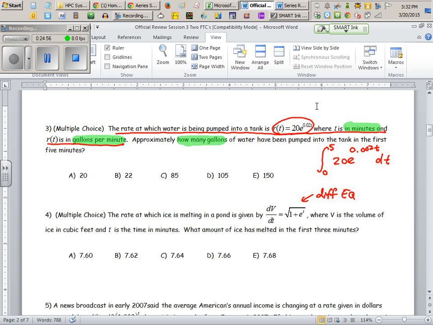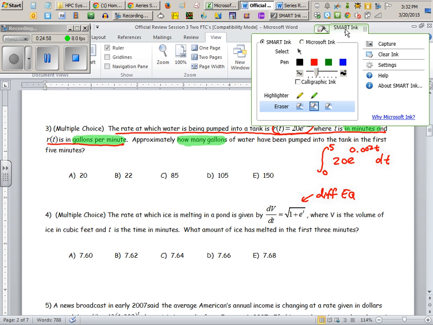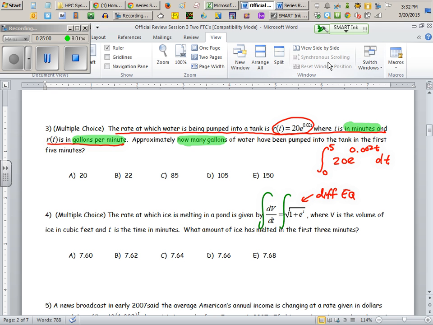Especially since they ask for an amount of ice, which is a volume. So integrating both sides like this with a dt will effectively give us integral dV, and it's a definite integral from time 0 to 3. The left side just gives you volume. So I'm being a little informal here, but just type in the right side.